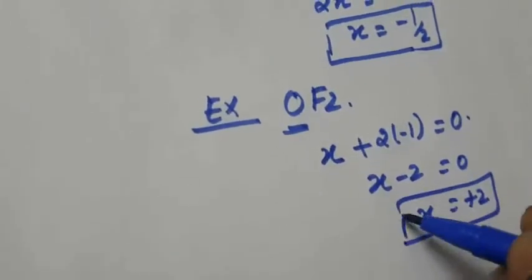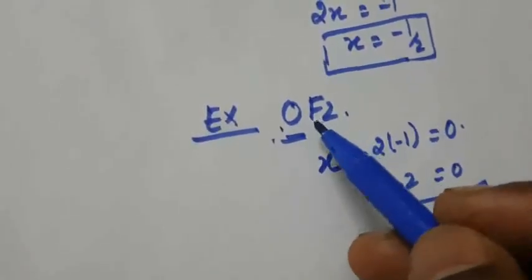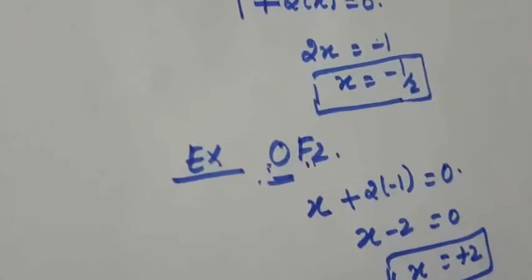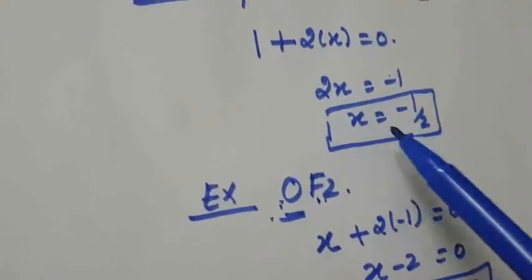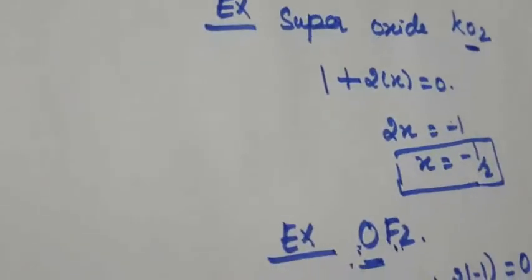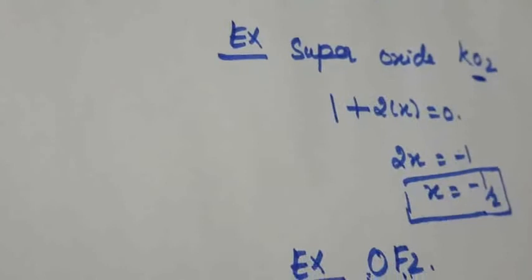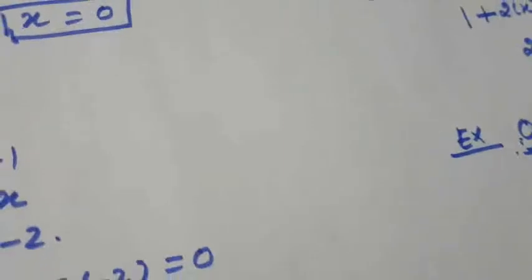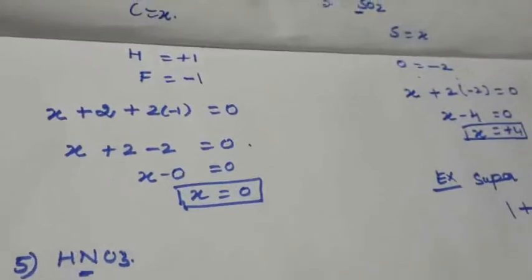So in this OF2, oxygen difluoride, the oxygen oxidation number is +2. In superoxide, the oxygen oxidation number is -1/2. So the oxidation number may be a fraction, a whole number, and 0 is also possible. This is the calculation of oxidation number. This is an important topic. Next we are going to balance the equation. That is also very important.